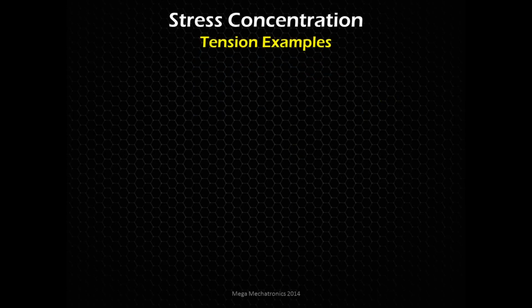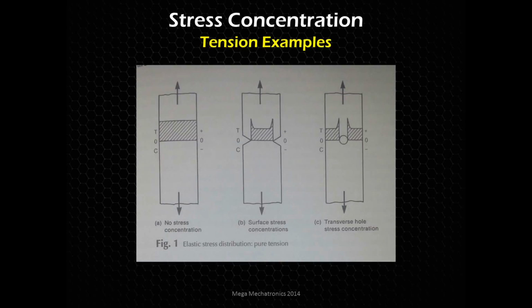So moving into stress concentration, let's look at some tension examples. On the very left, A, is a part being pulled apart, just like the tensile stress we talked about. You see there is no stress concentration because that crosshatch line is straight across from the edge to the center, to the middle. And you see there's a zero point, it's under tension, and here's the center, and it's equal across the top.